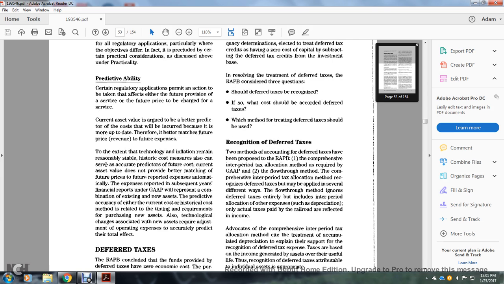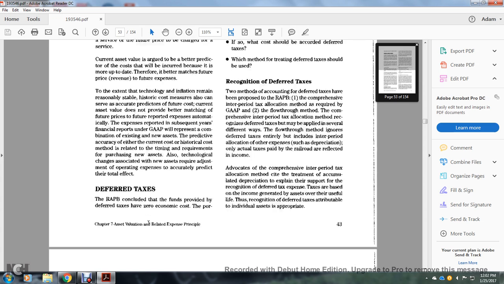Historic cost measures also have several accurate predictors, and future cost of current asset values do not provide better matching of the future price with the expense reported in subsequent years of the future financial reports. Government auditing accounting principle will represent the combination of the existing new assessment and the predictive accuracy of the existing current cost or the historical cost method related to the time requirements of the purchase of the new assets. All technology changes associated with the new assets required adjusting them with the operating expense to accurately predict the total effect.